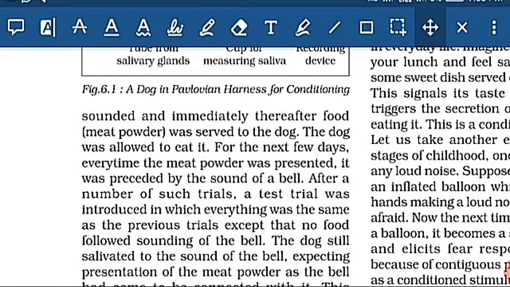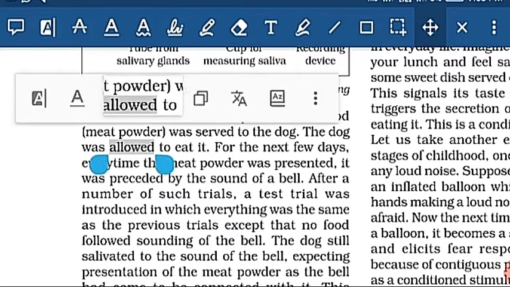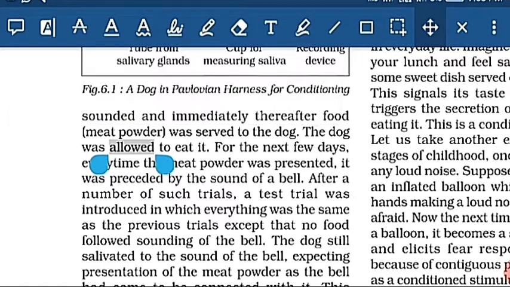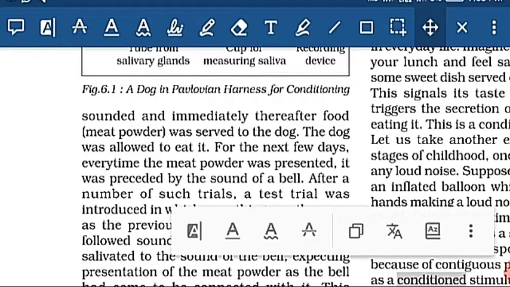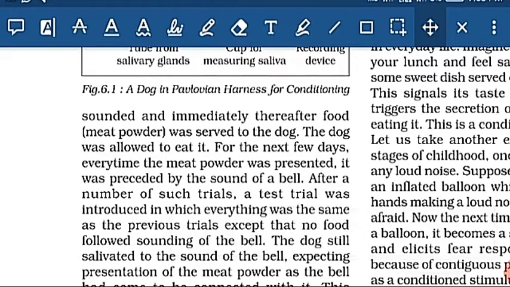It means that whenever Pavlov was going to serve the food to the dog, he was ringing the bell. There was a sound of the bell. After a number of trials, a test trial was introduced in which everything was the same, no change from the earlier trials. But this time there was a sound of the bell but no food was given to the dog.